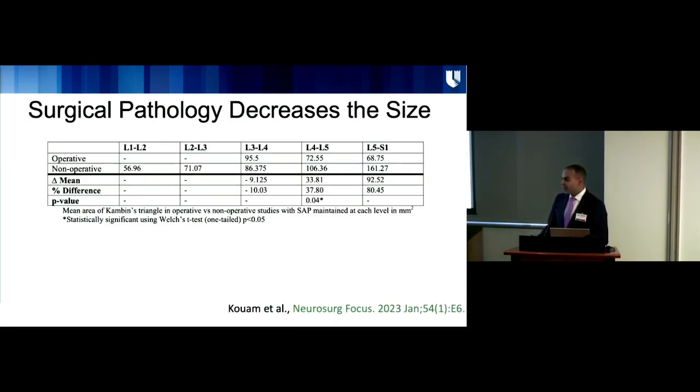We also showed that if you have pathology, and this is really important, a lot of these anatomical studies are done on cadavers, but they're not pathology, which we as surgeons deal with all the time. So if you have a disc herniation or you have a spondylolisthesis, Kambin's triangle actually will decrease quite significantly. And so that's something that you have to take care of.